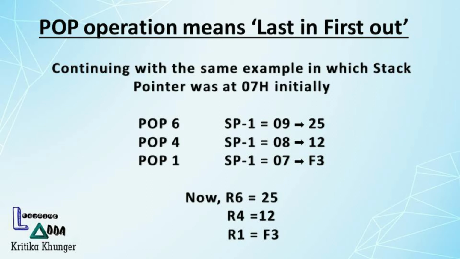Pop 4 for R4: we are using this and the stack pointer is decremented by 1 again, and it will come to 08 now, and it will contain 12. Pop 1 for R1: we are decrementing the stack pointer, and it will come to 07 now, and it will contain F3 data. So now R6 contains 25, R4 contains 12, and R1 contains F3. This was one example of push and pop instruction.